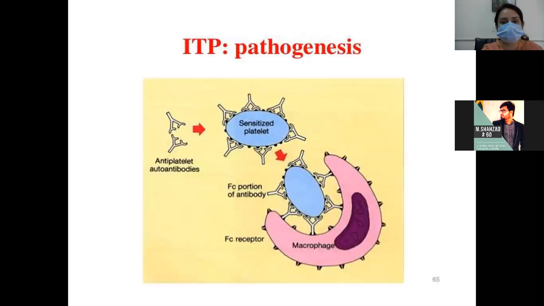So this is the pathogenesis of ITP. First of all, you can see there are anti-platelet autoantibodies. They come and there are sensitized platelets. After the platelets are sensitized, the Fc portion of the antibody will be further attached to the Fc receptor. This, in purple, you can see, is the macrophage, and it has an Fc receptor. So the Fc portion of the antibody will be attached to these Fc receptors.